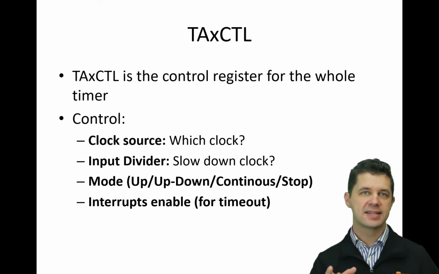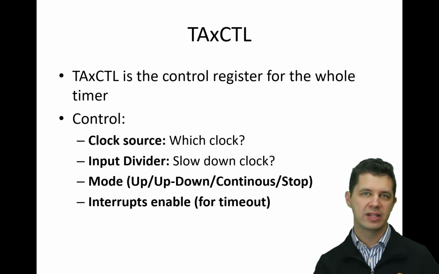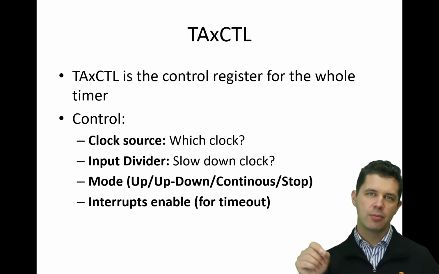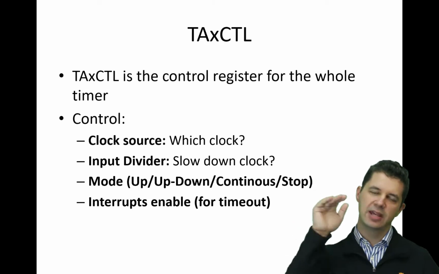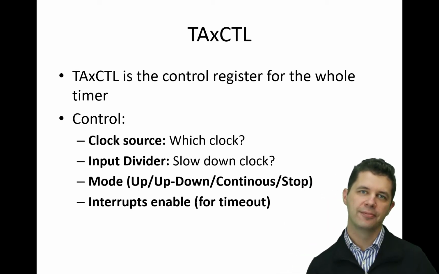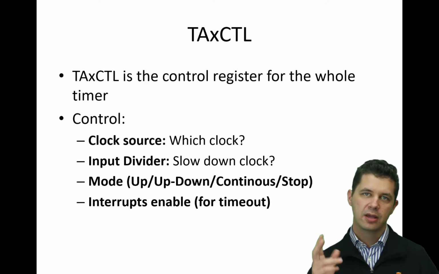It allows us to set up things like our clock source, so which clock are we actually going to use? An input divider for the clock, so do we slow it down, like do we divide it by 2 or 4 or something like that? It allows us to set the mode, so are we using up mode, up-down mode, continuous mode, where it counts from 0 to FFFF, or stop, which is essentially where the timer's off. And finally, it allows us to enable or disable interrupts through our timeout periods there. So they're some of the things that our control register allows us to set up.